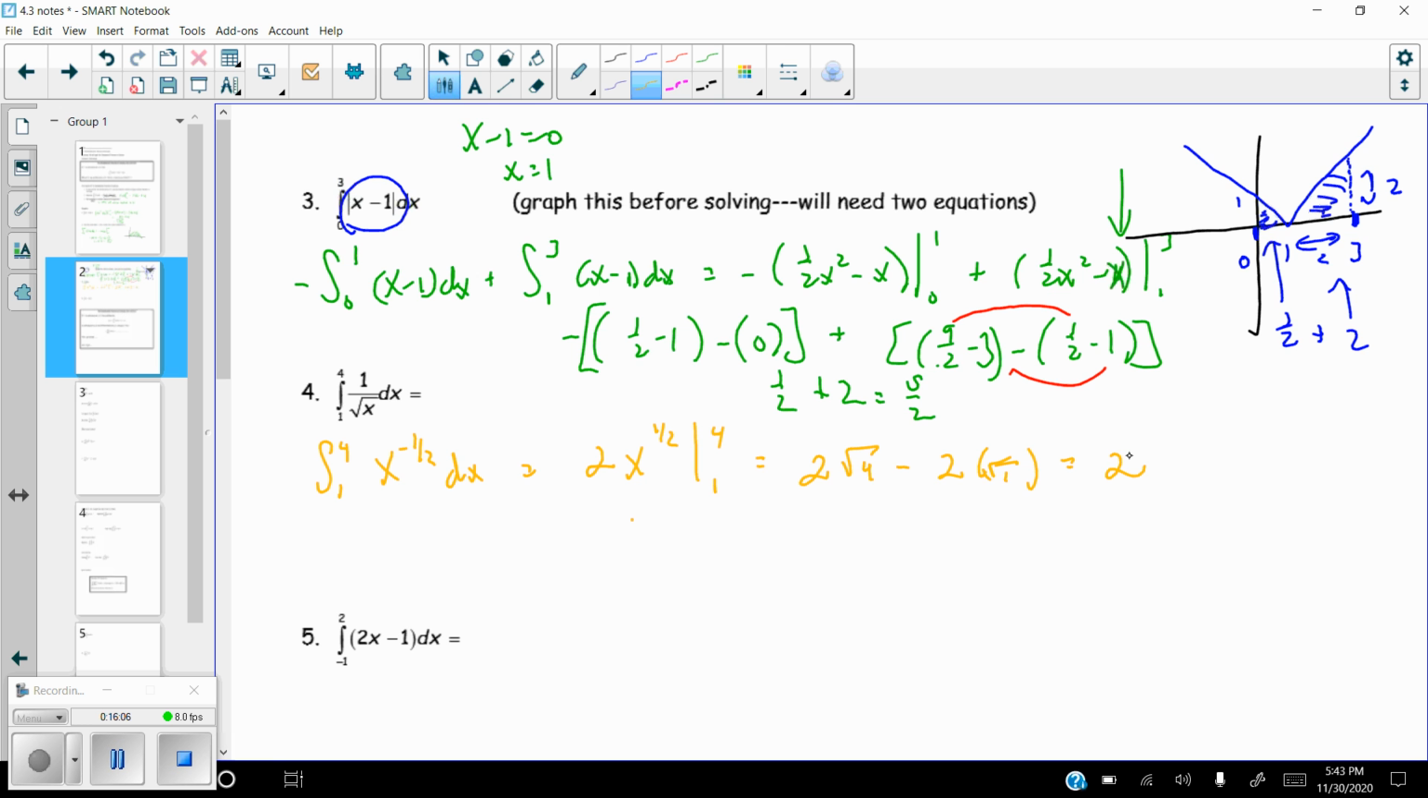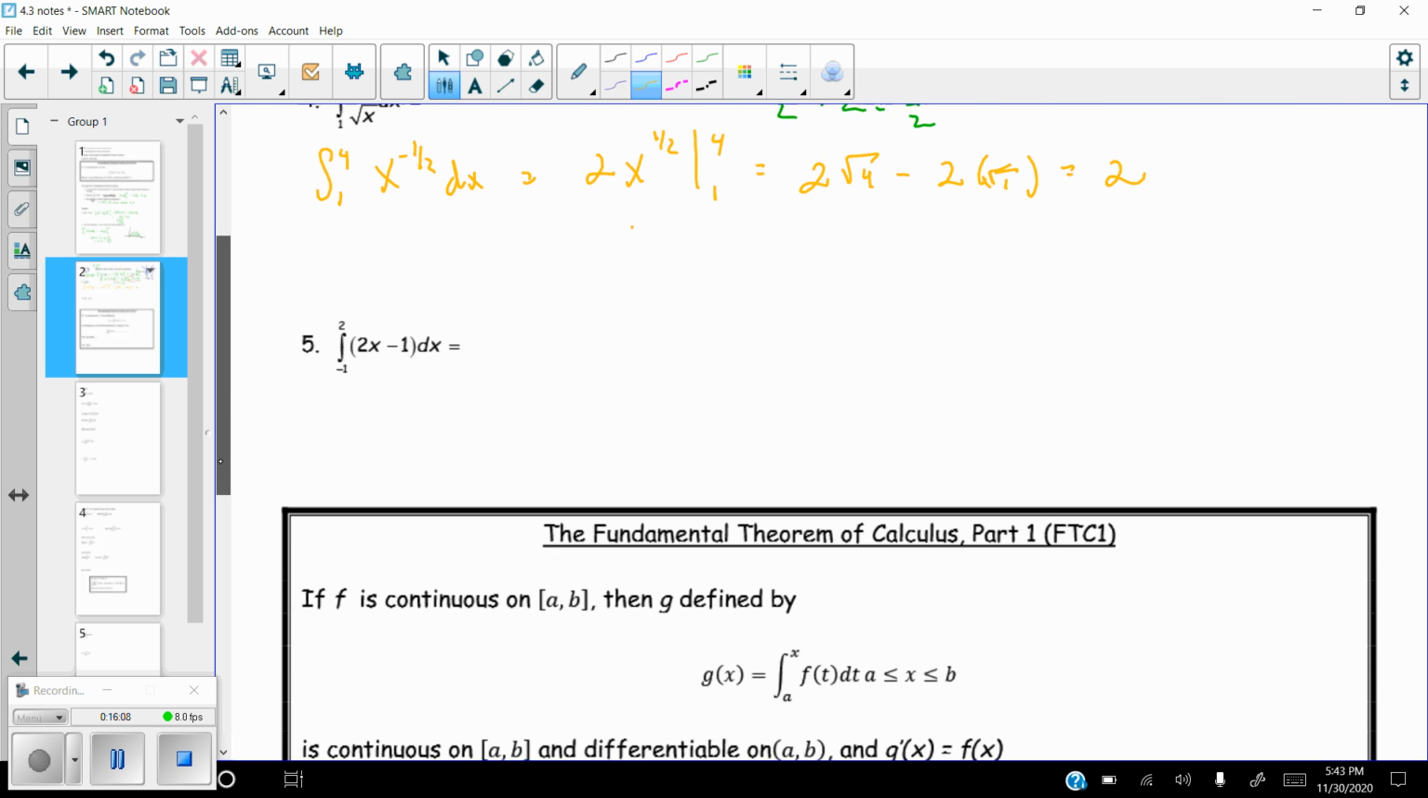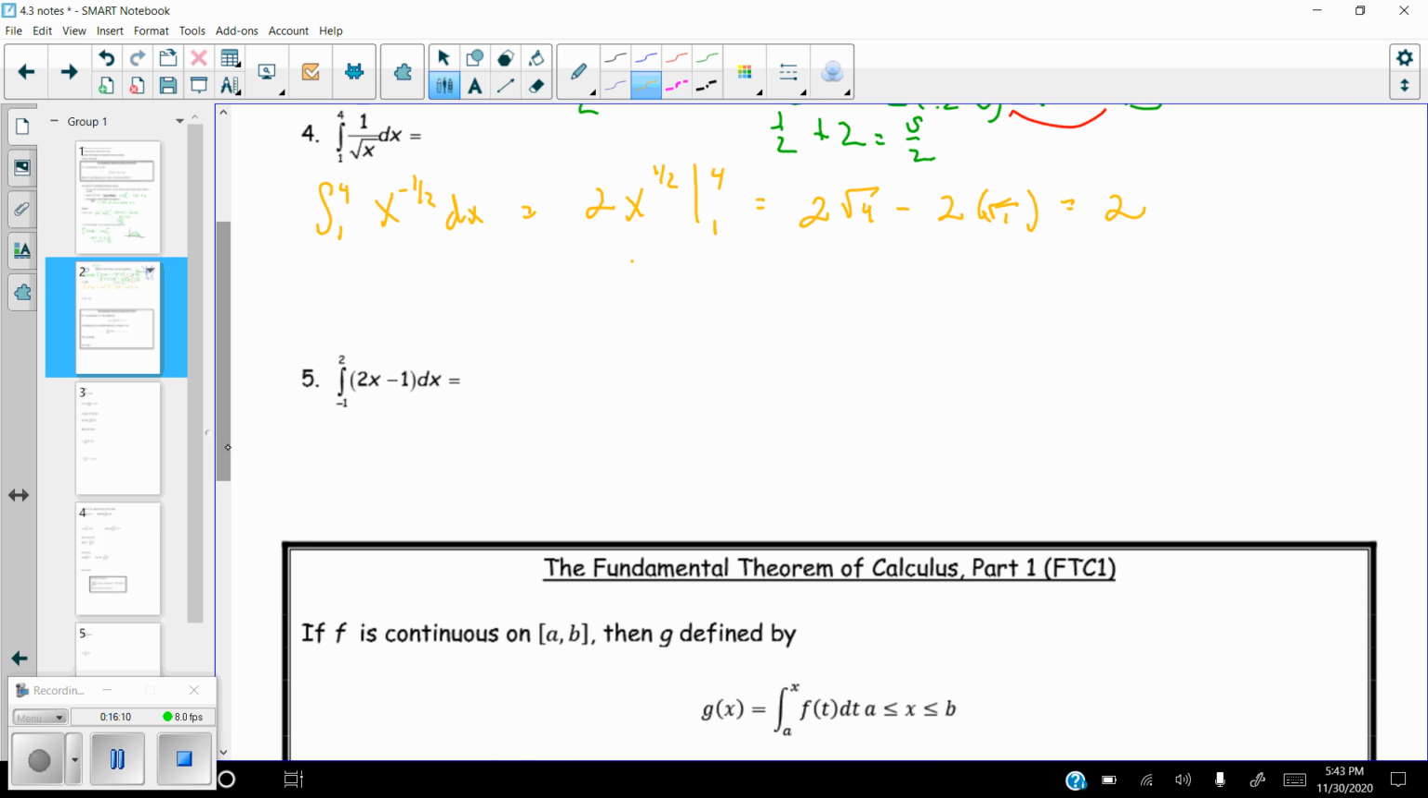All right, let's do one more of these before we move on to part 1. Again, general idea, take the antiderivative, which we can do. The antiderivative of 2x is going to be x squared. Antiderivative of minus 1 is minus x. We will evaluate that from negative 1 to 2.